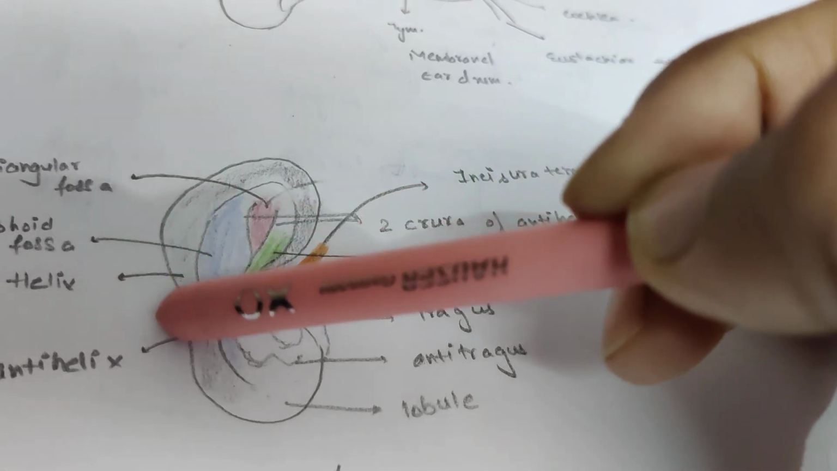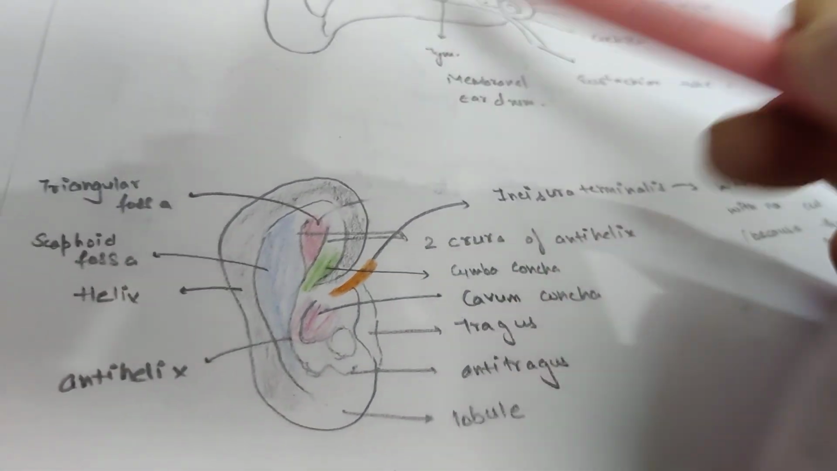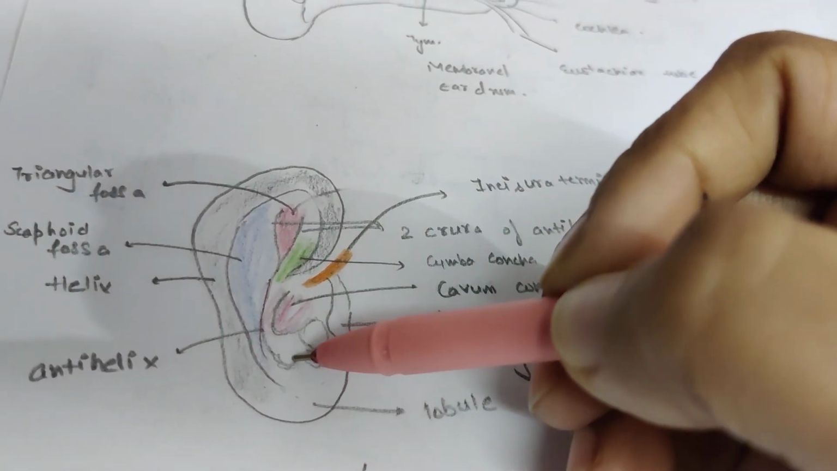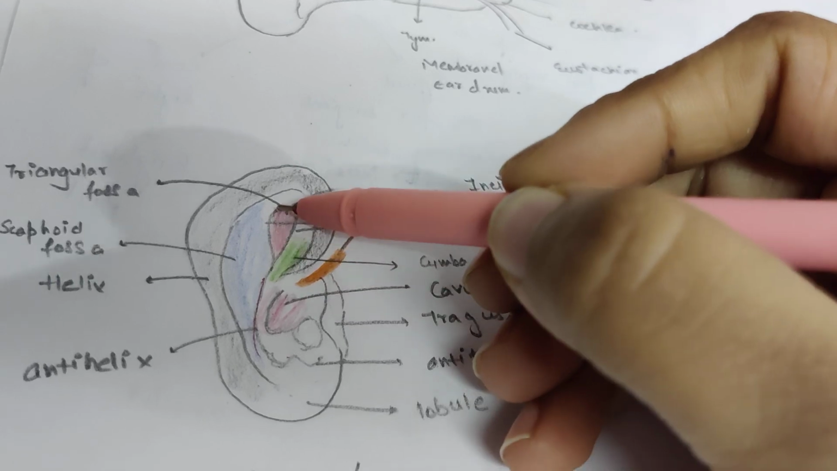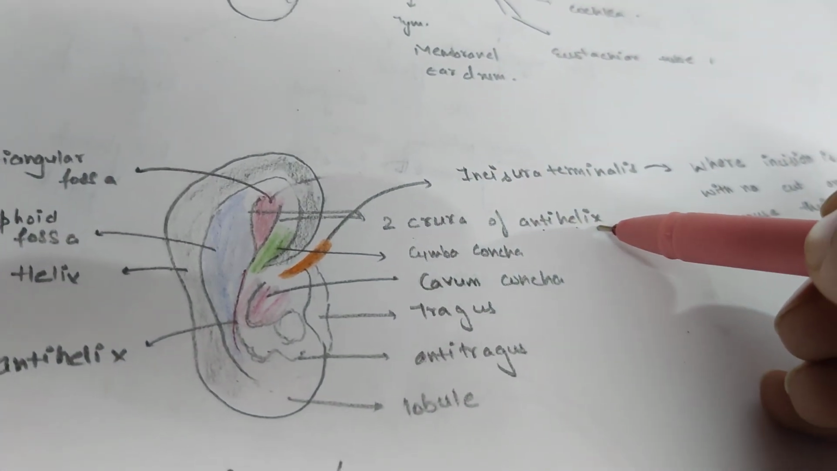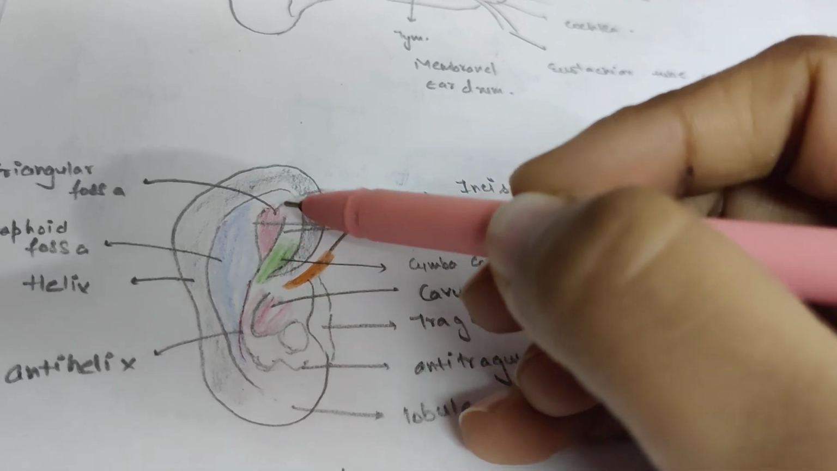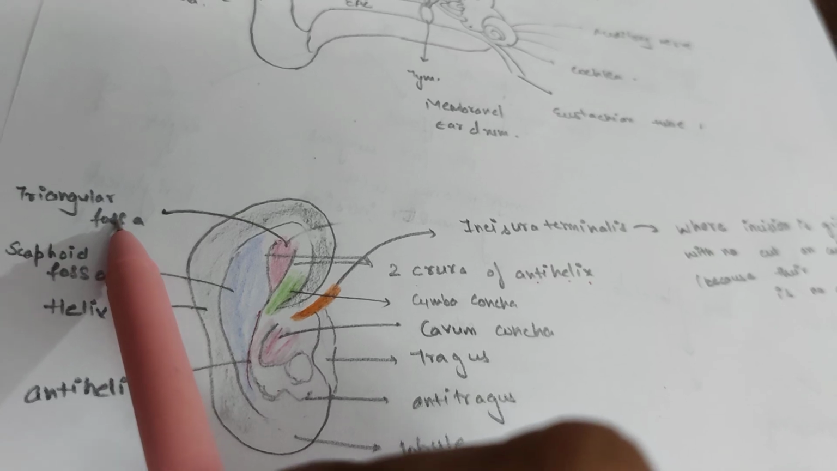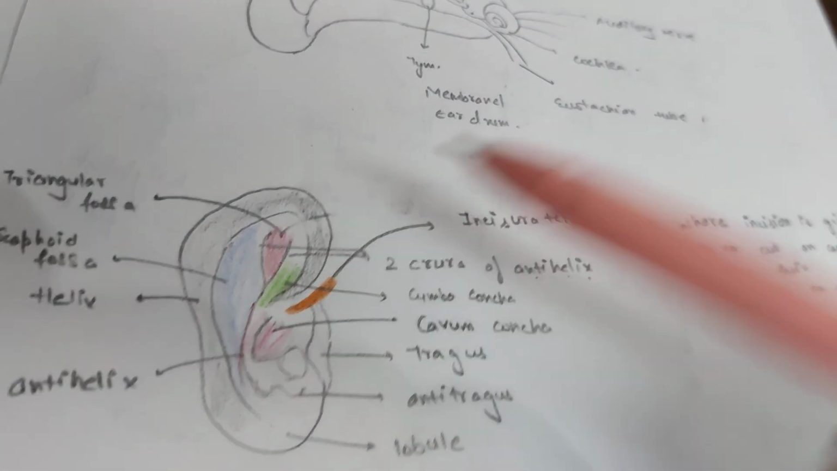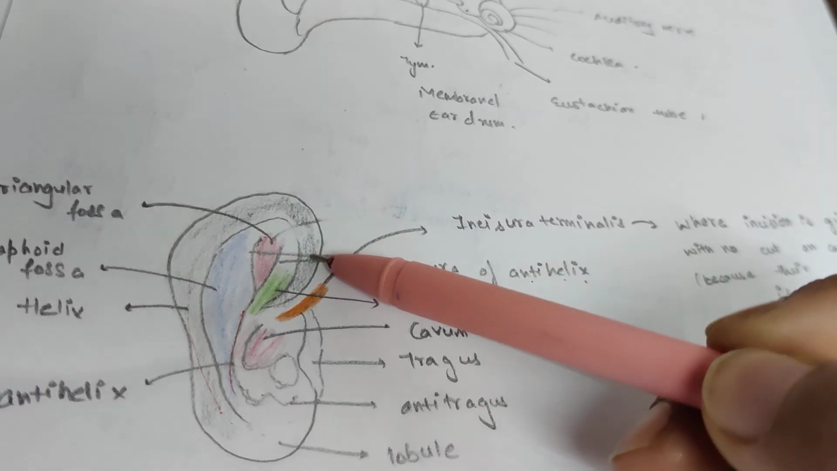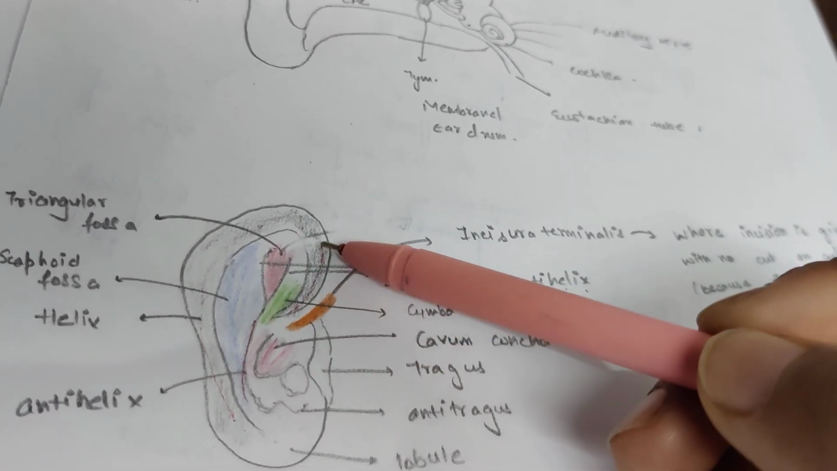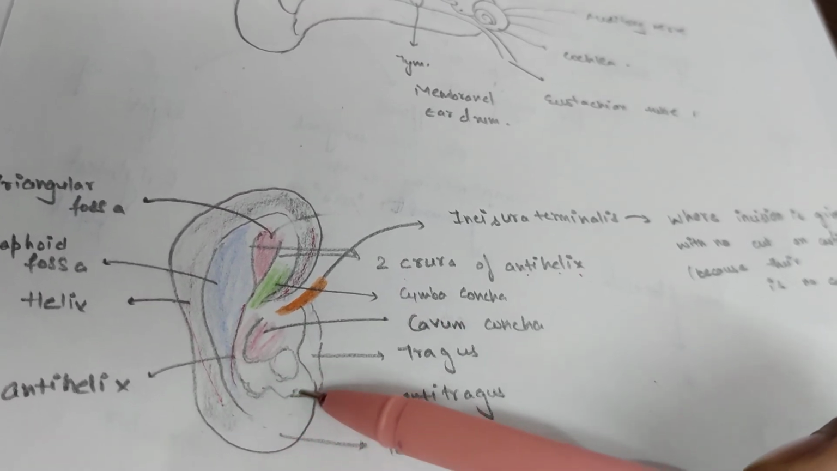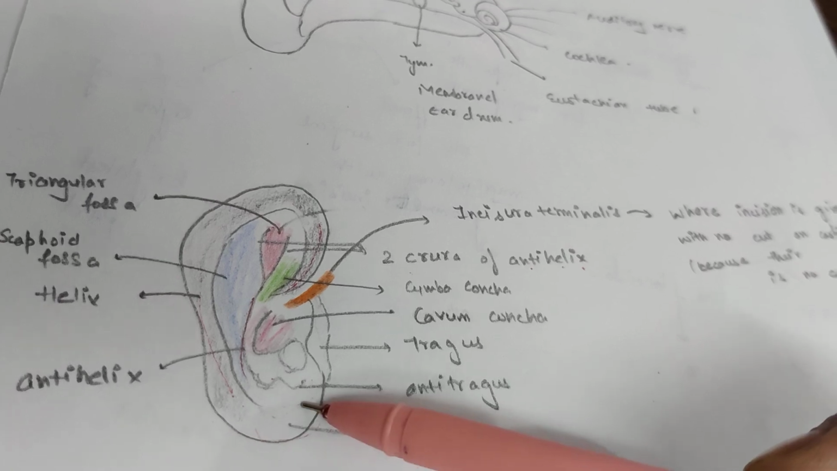This outer one is the helix. Opposite to it is the antihelix, and it further divides into two, forming the two crura of the antihelix, which enclose a depression or fossa known as the triangular fossa. Next to it is the helix, antihelix, and here is the crus of the helix. Next is the tragus. Antitragus is opposite to it. It is the lobule, which everyone knows.